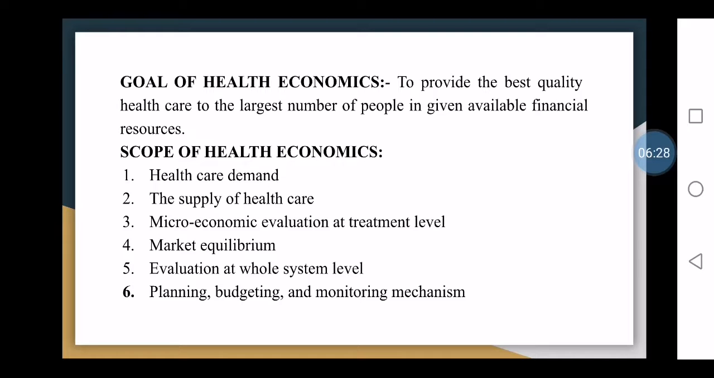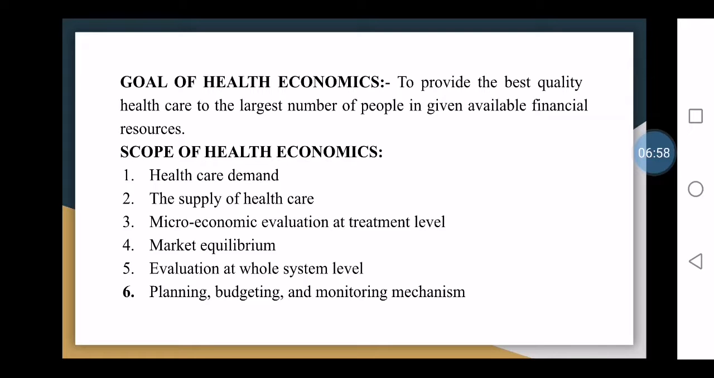So the various scope of health economics are the healthcare demand. We have to see the healthcare demand. What is the demand? Then we have to take care of the supply. According to the demand, we have to provide the supply. Then microeconomic evaluation at a treatment level. We have to evaluate at the treatment level. Then market equilibrium, we have to stabilize the medicine rate, the diagnostic evaluation rate, surgery rate. So market equilibrium we have to see in the medical field.